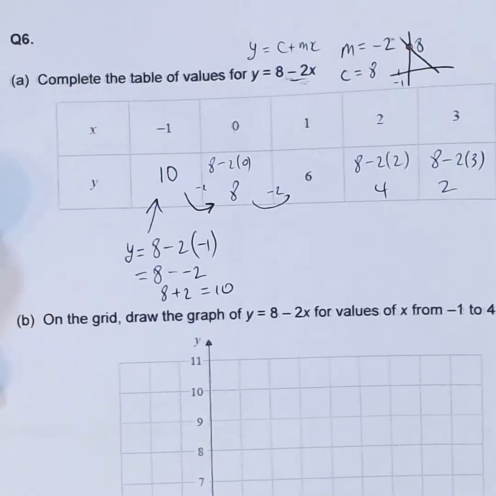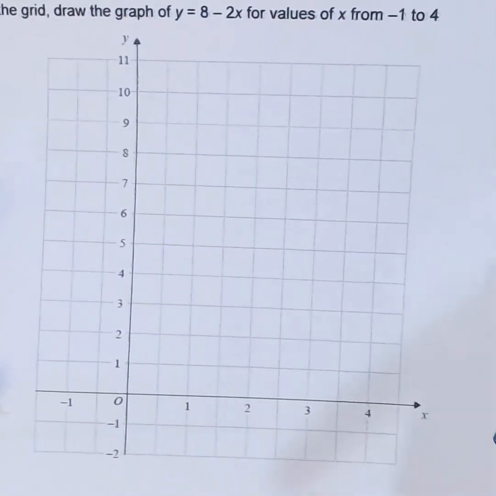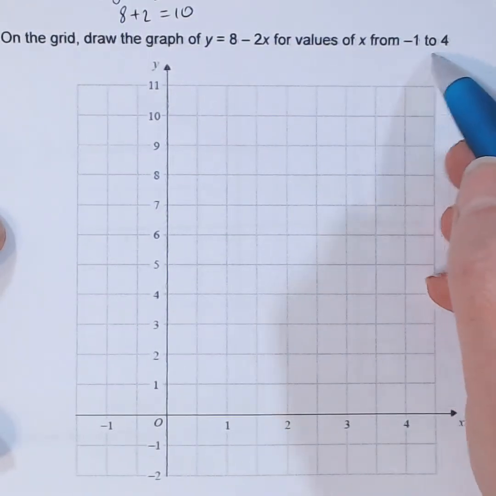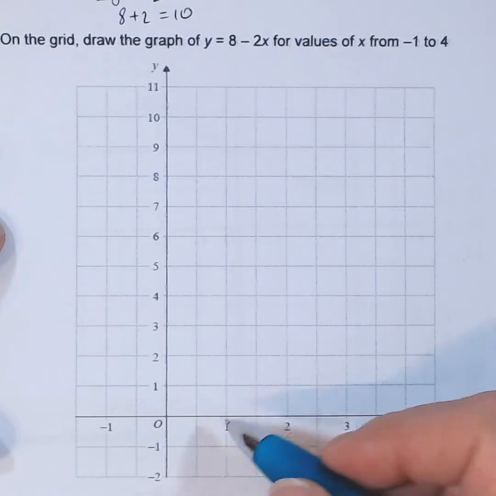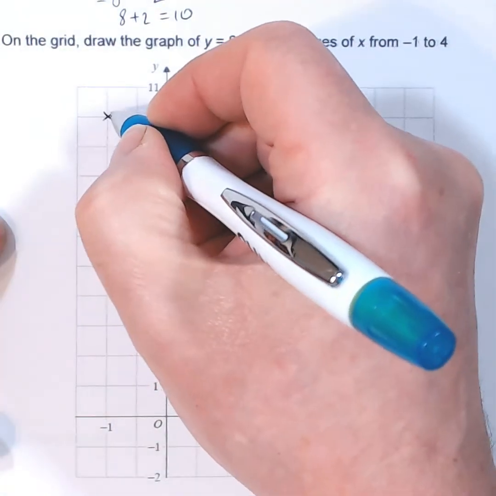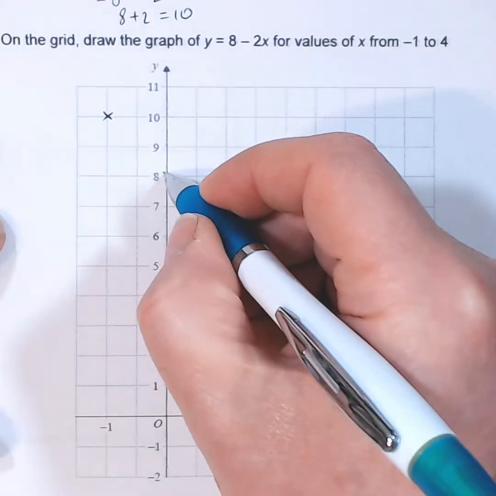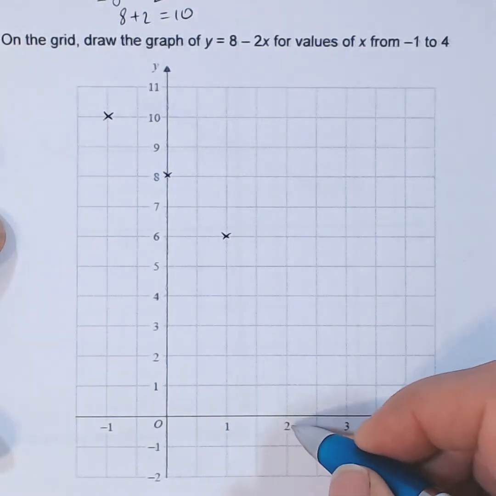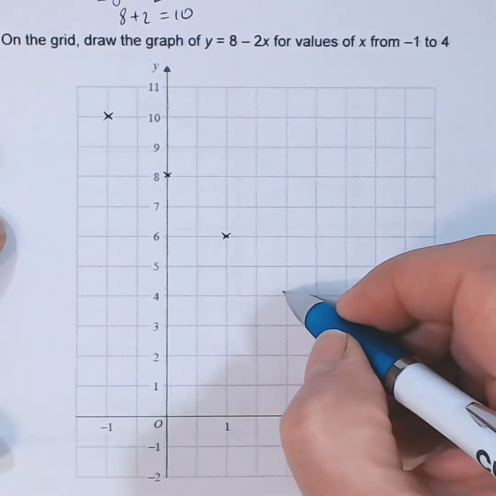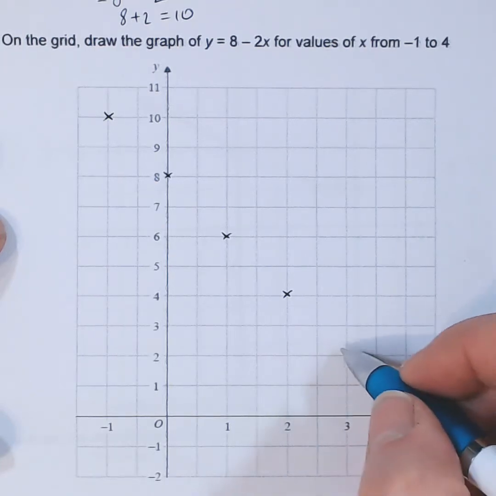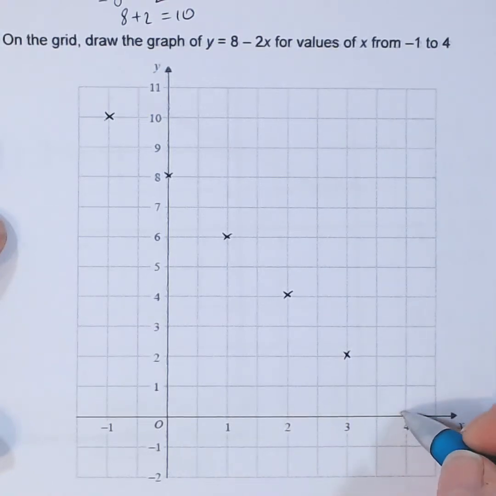The question then goes on and asks you to plot those points and draw the graph, and it's saying to do it from the values from -1 to 4. So we can see that from our table we had -1, 10, then we had 0, 8, then we had 1, 6, and technically we don't need to draw any more points now, because as it's a straight line, then as we've got 3 points, they should line up and everything would work. So at 3 it was 2, and at 4 it will be 0.